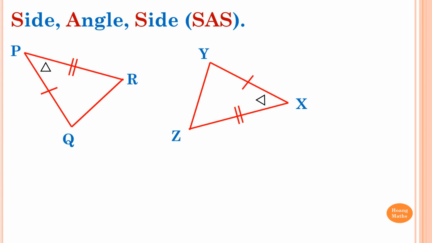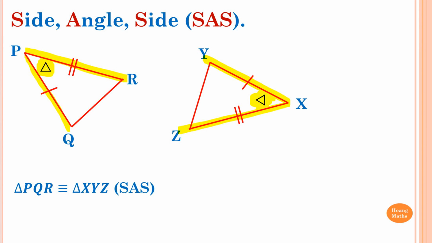Side, angle, side. So we know that PR, this side here, is equal to XZ. And this angle here, angle QPR, is equal to angle YXZ. And then this side here, which is PQ, is equal to XY. So therefore, triangle PQR is congruent to triangle XYZ, and the rule is SAS.